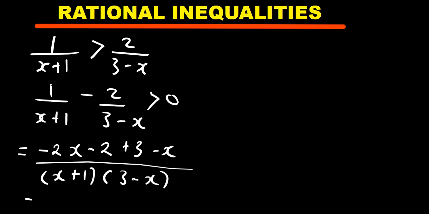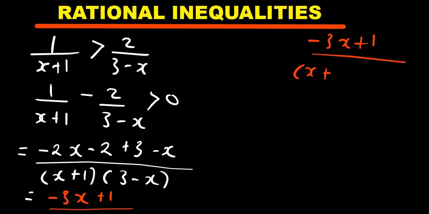Now let's solve on top. Negative 2x and negative x can add because they are like terms, so you have negative 3x. Negative 2 plus 3 gives us 1, so this is positive 1. Everything is divided by the whole expression. Let me write it here: negative 3x plus 1 over x plus 1 times 3 minus x. Okay, so this is our answer.